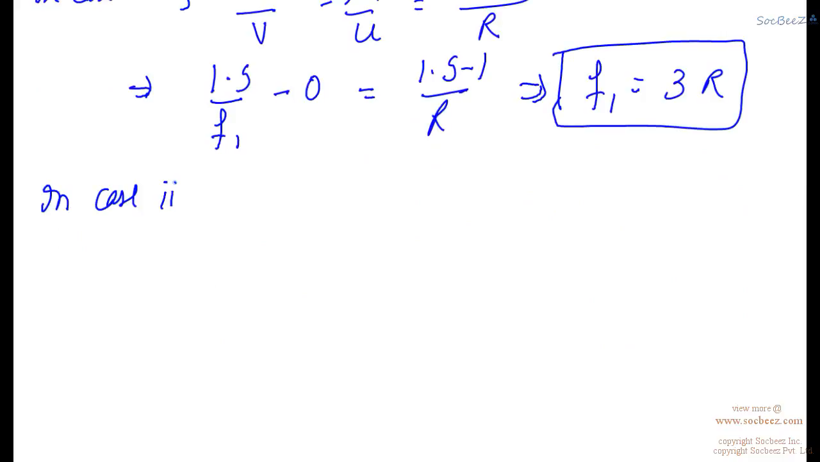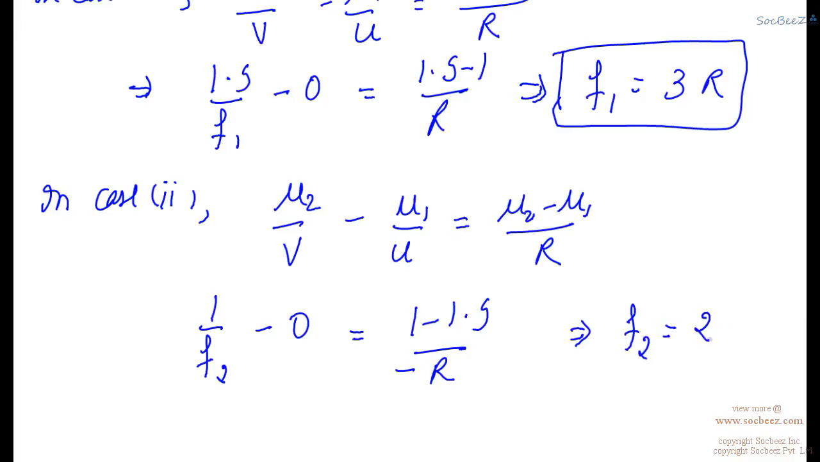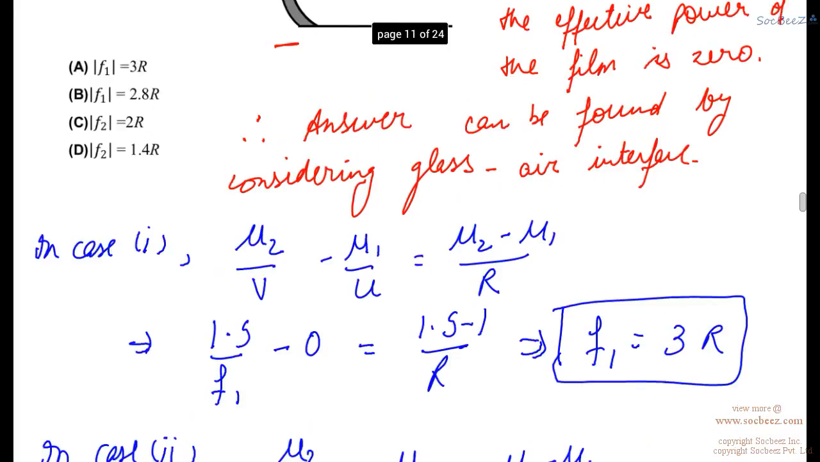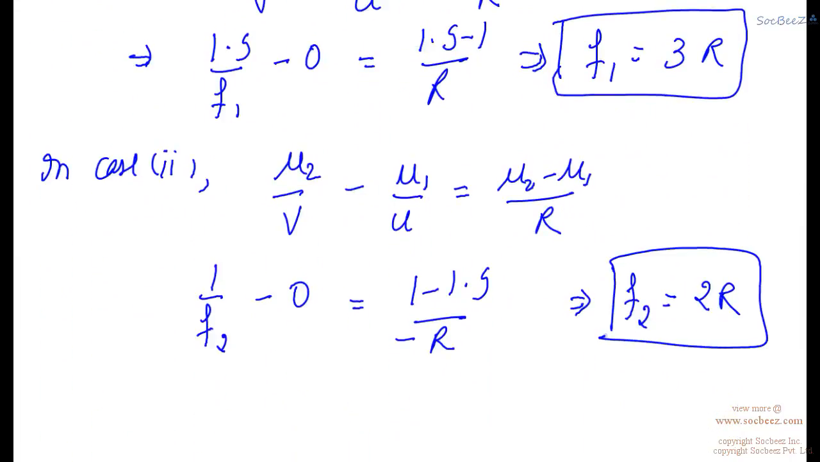Okay, now in case 2, mu2 upon v minus mu1 upon u equals mu2 minus mu1 upon r. Now this gives us 1 upon f2 minus again 0, u is infinite here, equals 1 minus 1.5 upon minus r. So from here we can get f2 equals r. So the correct options here are option A and option C.